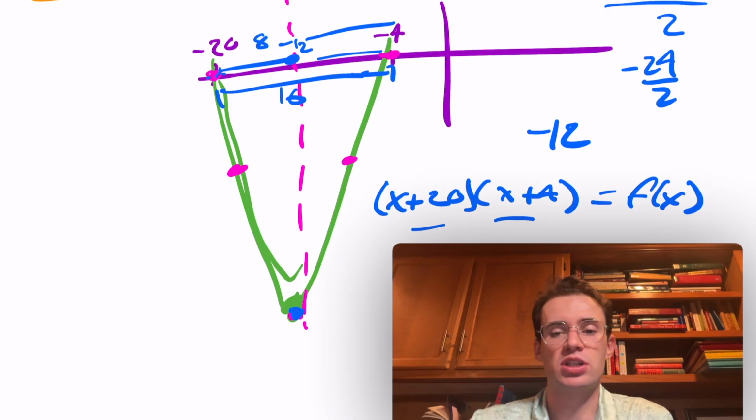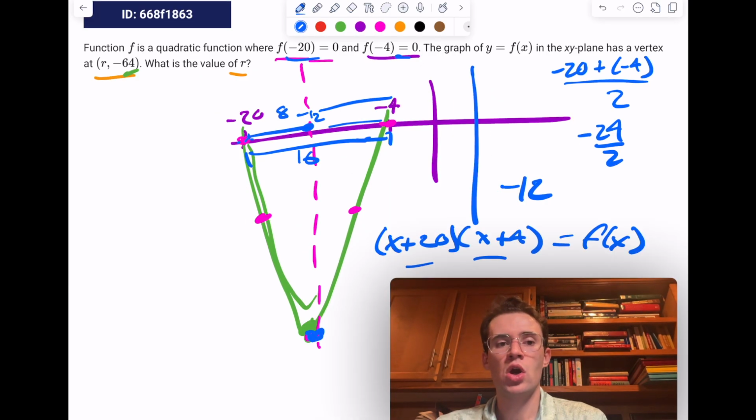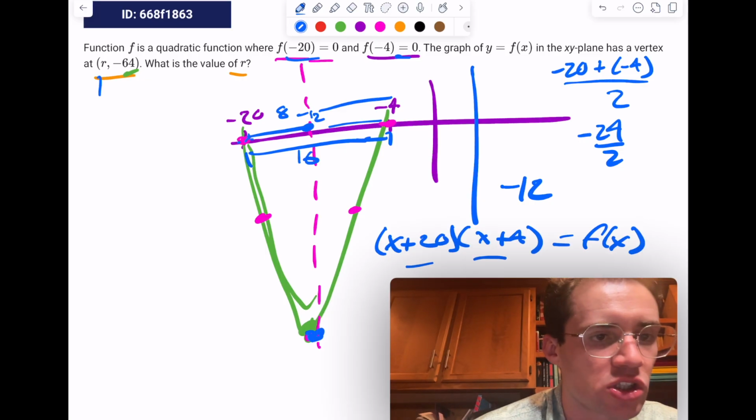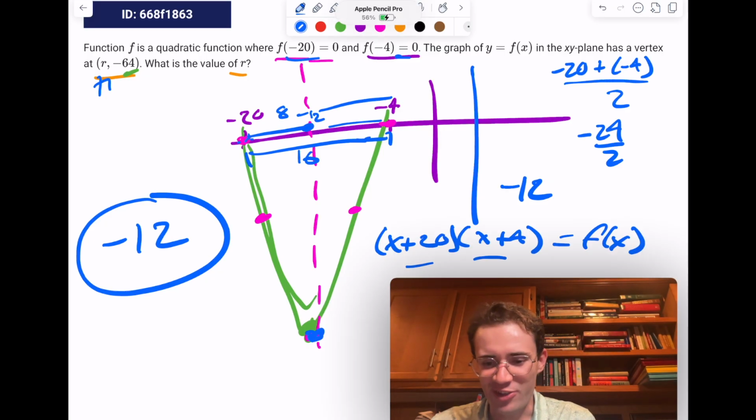So you could type that into Desmos and you would see that your axis of symmetry or your vertex would be at a point where the x value, what we have here as r, is equal to -12. So -12 will be our answer there. That was a fun way to end it.